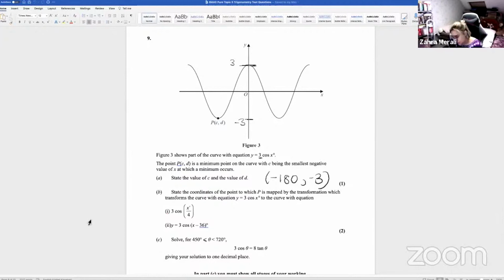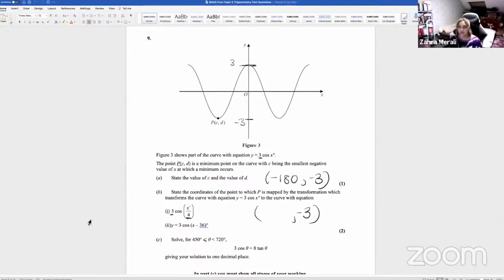And then, so that's your coordinates of P. And now, what have we done here? So here, the y coordinate's not changing because that's still a 3 there. So straight away I can write the -3 in.